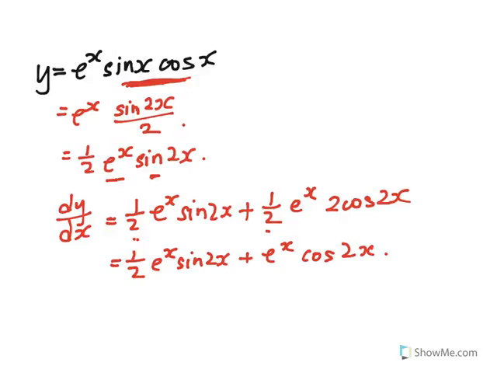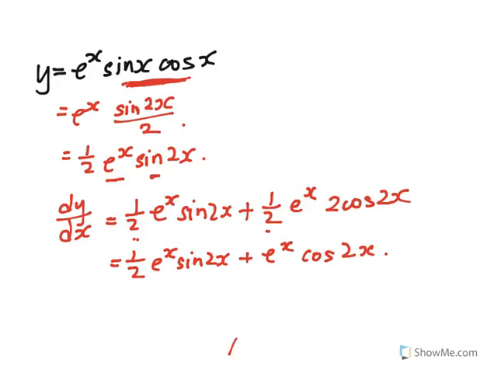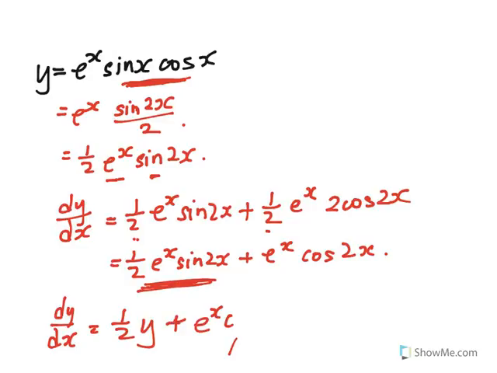So looking at this, don't you think it suggests that we may be doing implicit, meaning that we are trying to force our y to appear? Looking at dy/dx again, what do you see? What do you make out of this function? What does it look like? It looks like the original y, right? So we can also rewrite this. You say dy/dx is equal to half, this is the original y, half y plus e to the power x cos 2x.